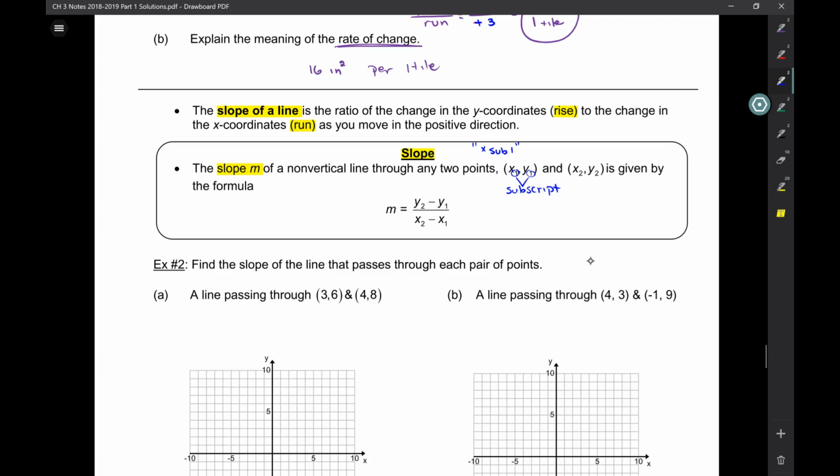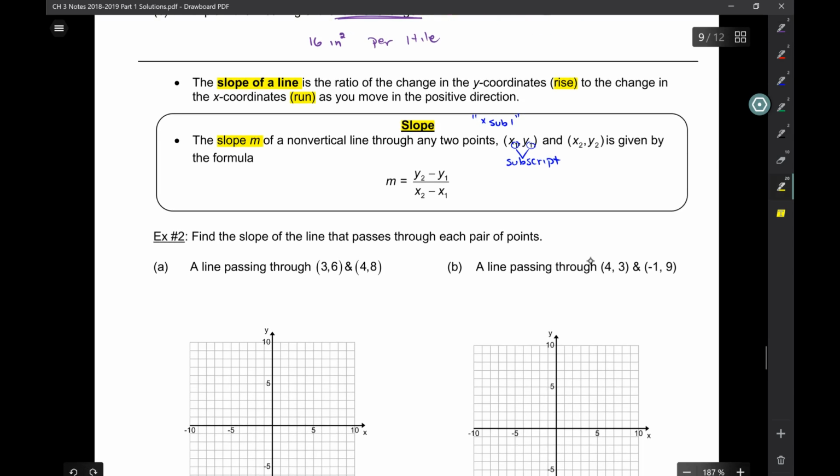When I have 2 coordinate points, here is the formula for slope. This is it. Now, you have to memorize this. Let's see what it says. y2 minus y1 over x2 minus x1, right? y2 minus y1 over x2 minus x1. Now, the order is extremely important. Order matters.